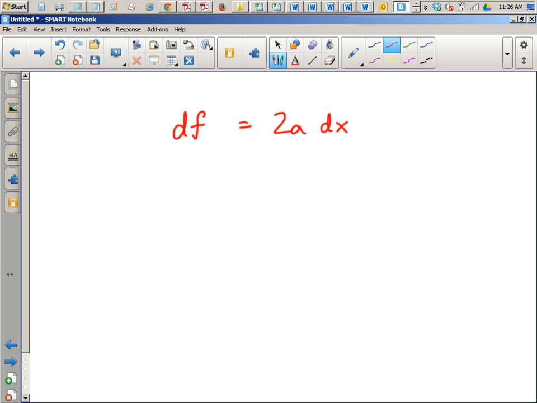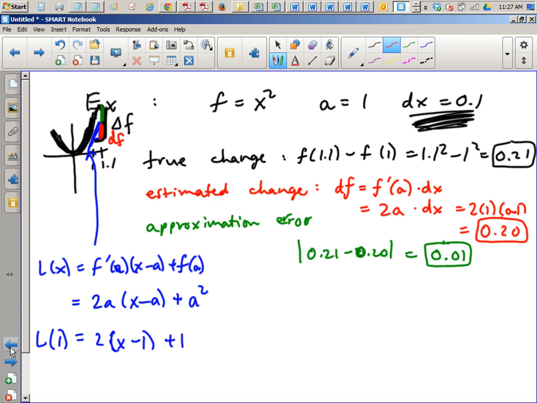Okay? Let's talk about this for just one second. I'm only doing that one example for you, okay? My estimated change on that last problem was when I did the red calculation right here. Right here, see? I have df equals 2a dx. I just want to look at that with you real quick.